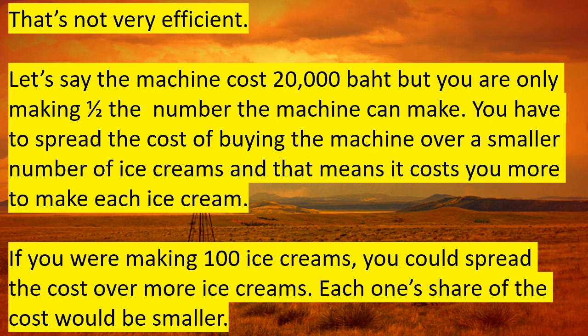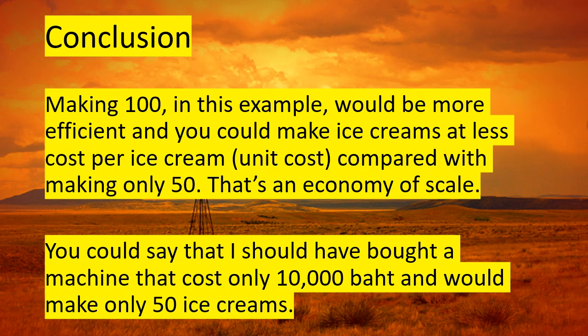If you were making 100 ice creams, you could spread the cost over more ice creams. Each one's share of the cost would be smaller. So conclusion, making 100 in this example would be more efficient, and you could make more ice creams at less cost per ice cream, less unit cost, compared with making only 50. That's an economy of scale. Now you could say that I should have bought a machine that costs only 10,000 baht and would make only 50 ice creams.